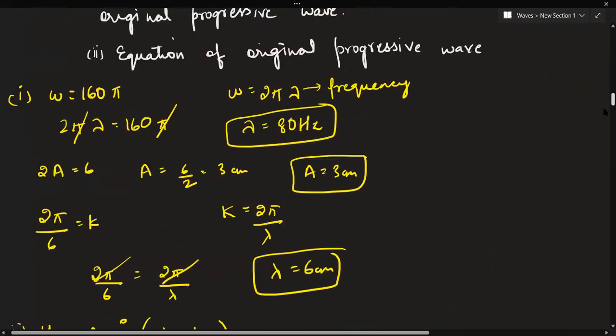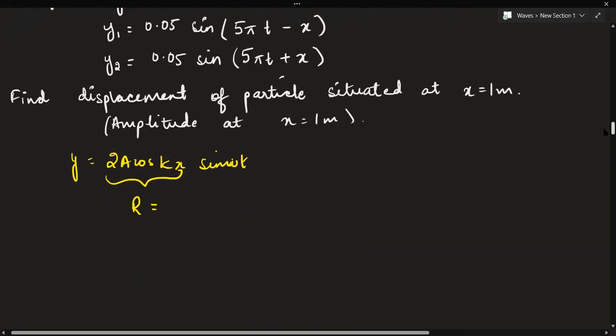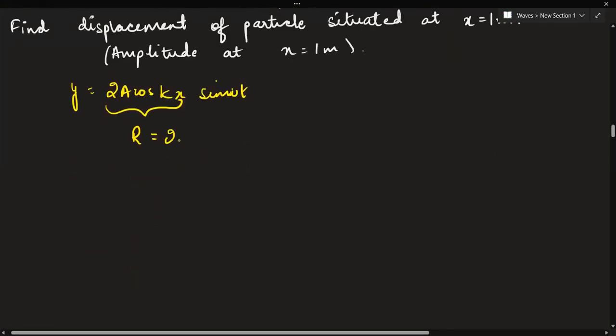So if you compare it to the question that is given, even if you derive it further, if you add these two equations, ultimately you will be left with 2a cos kx sine omega t. From here, this much is the amplitude. So the amplitude's equation is R equal to 2a cos kx. Now we have to find this value at x equals 1 meter.